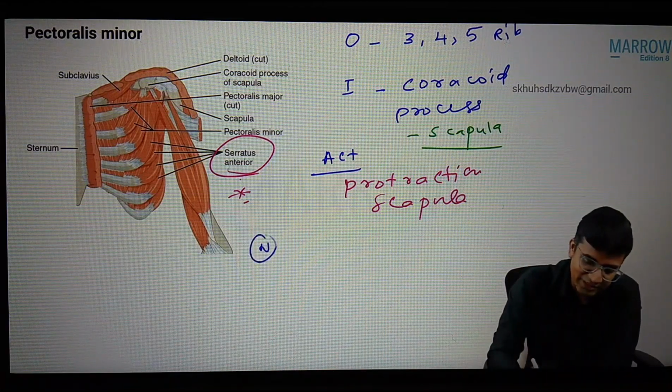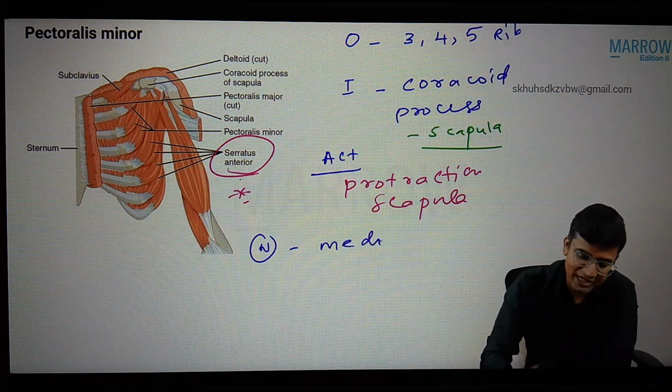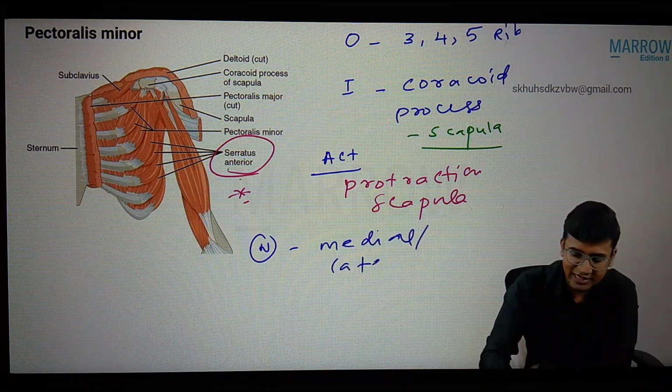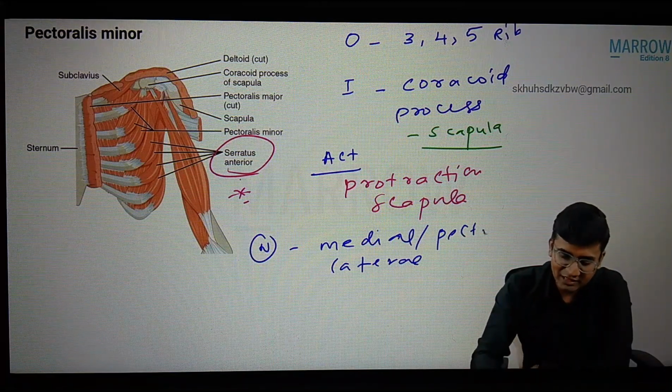Next, nerve supply. Pectoralis minor is supplied by the medial and lateral pectoral nerve. Same nerve for pectoralis major and minor: medial and lateral pectoral nerve.